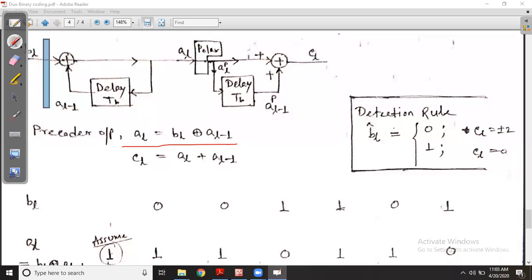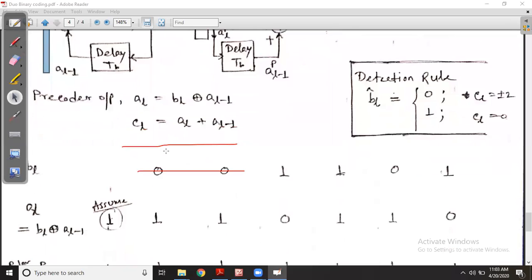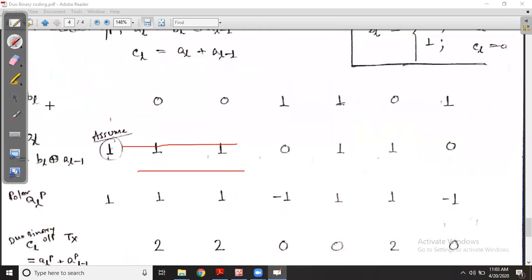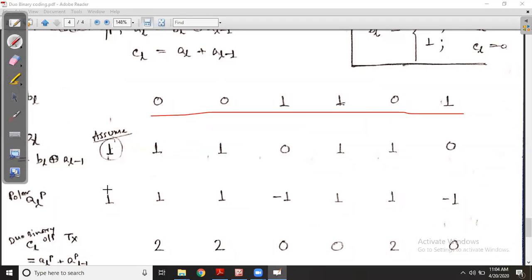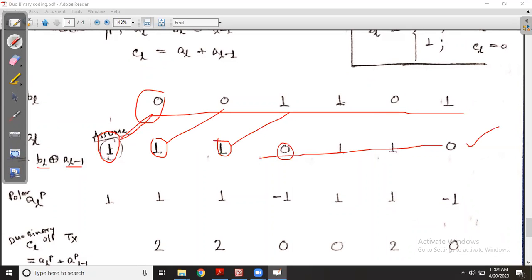We know CL. Now we are moving forward. We are first considering that these are the bits which have to be transmitted, and we are assuming some bit here, 1. XOR between these two, we are getting this one. XOR between these two, we are getting this one. Then DL and A of L minus 1, XOR between this one, we are getting this one. In that way, we are finishing this row.